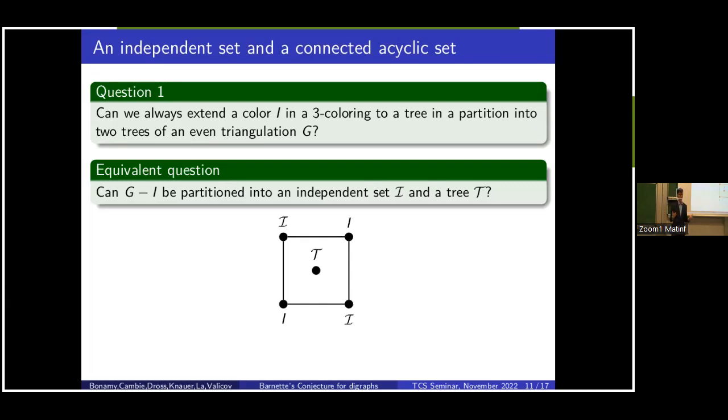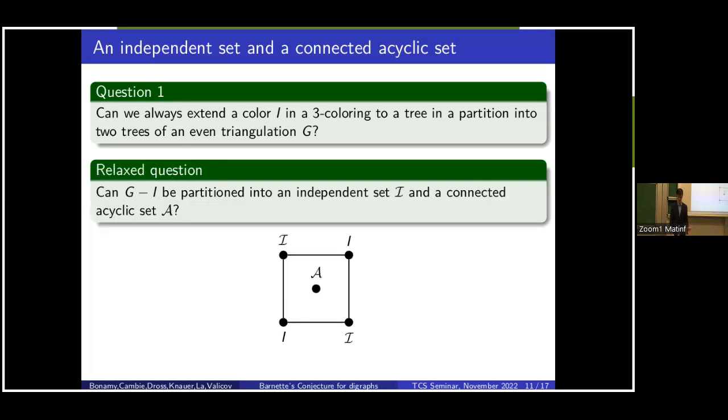So inside, I must have some vertex that is not from my independent set, so it must be from my other tree. And now this contradicts the fact that it is a tree, not a forest. And in this equivalent version, you can also relax it to get the directed setting. You just need to maintain the connectivity of your tree, which became an acyclic set.